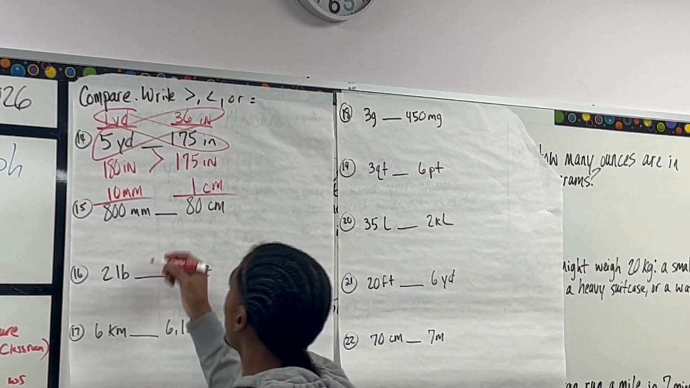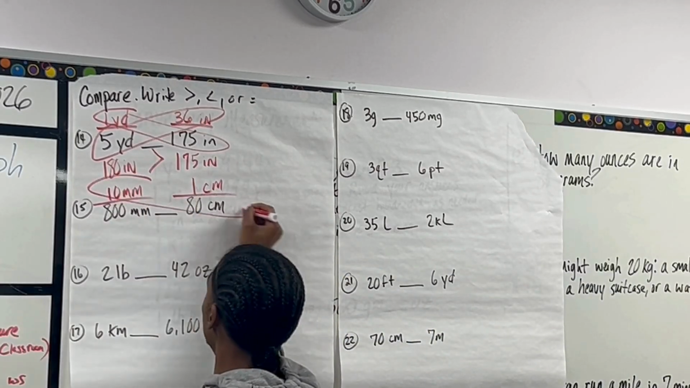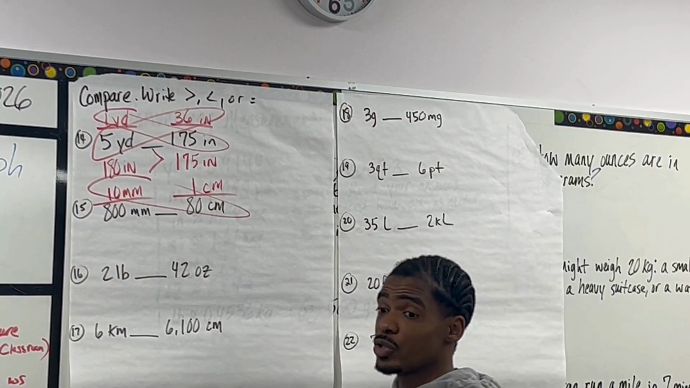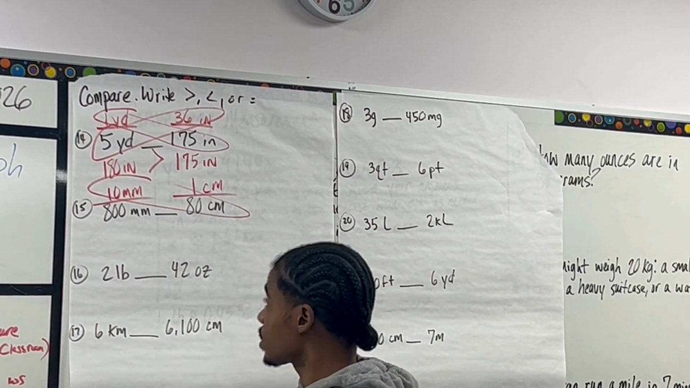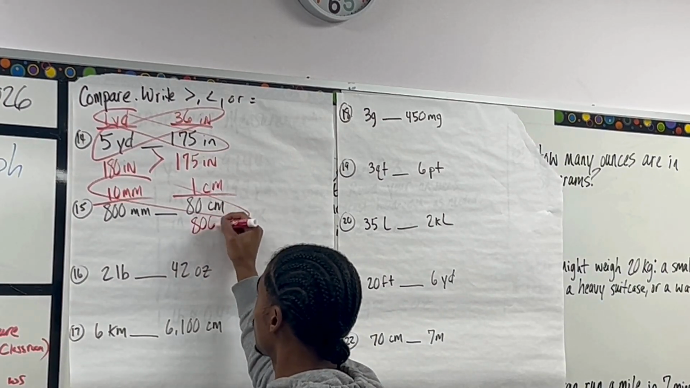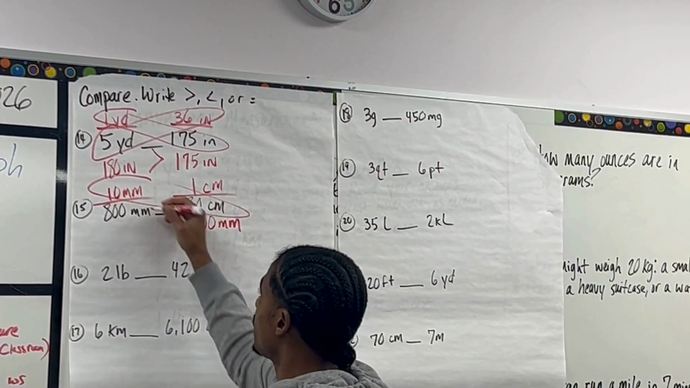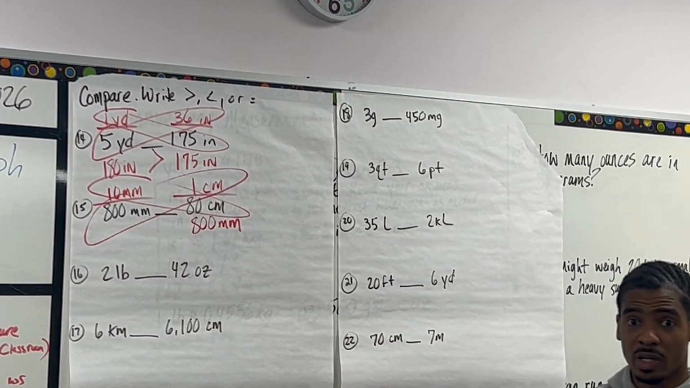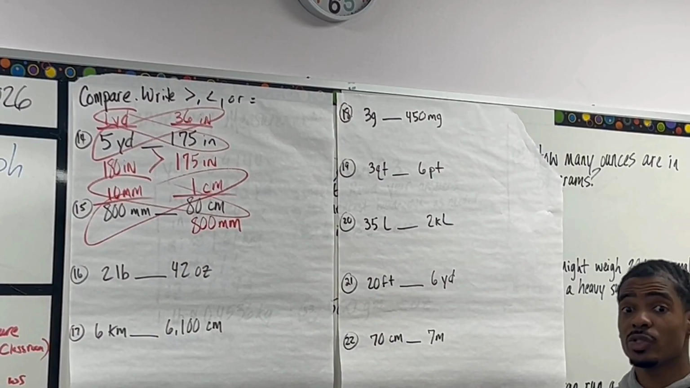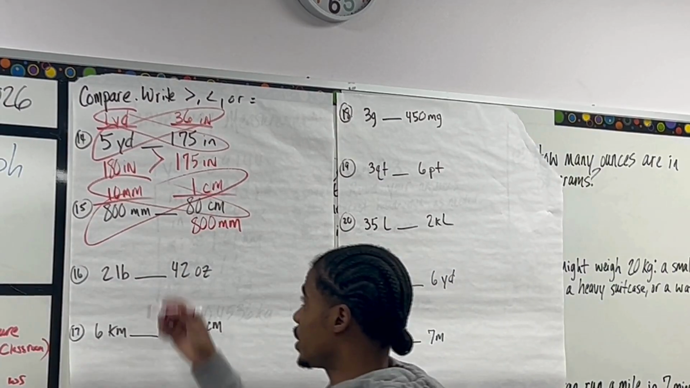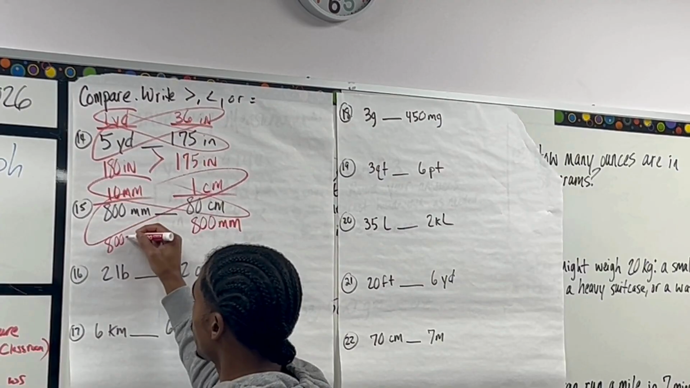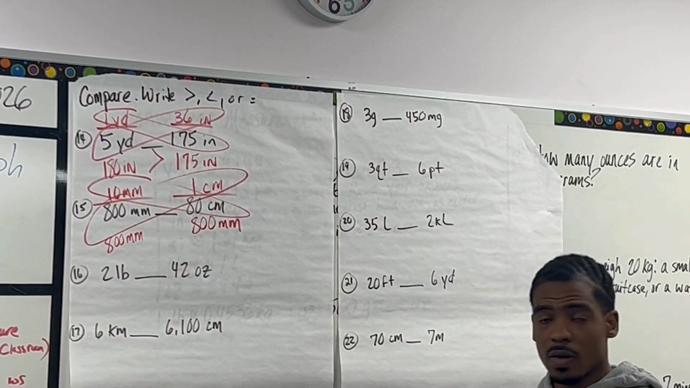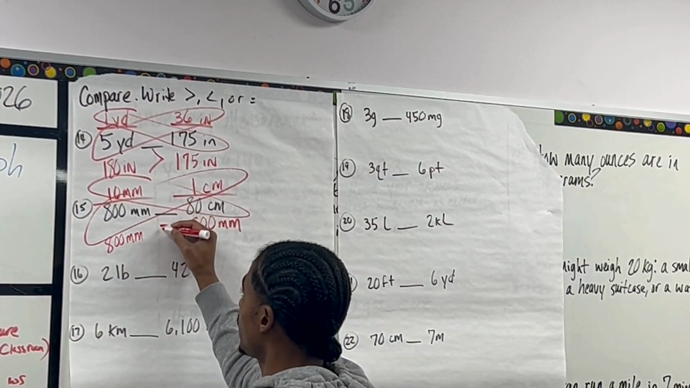So when I multiply here, what's 10 times 80? That's 800 millimeters. And then here I got 800 times 1 is what? 800 what? Millimeters. Okay, these two are equivalent.